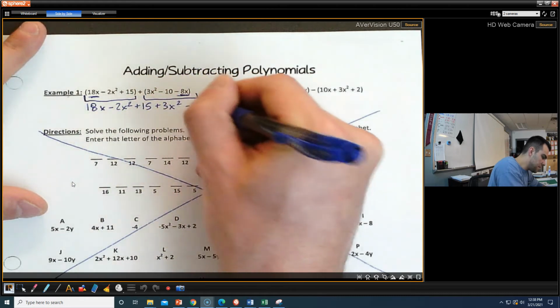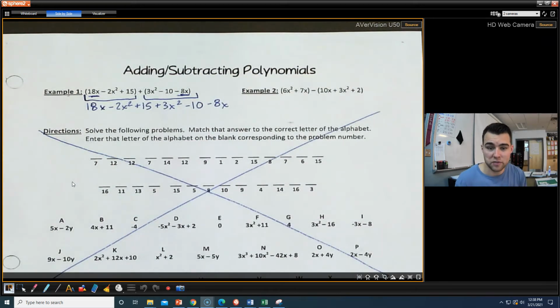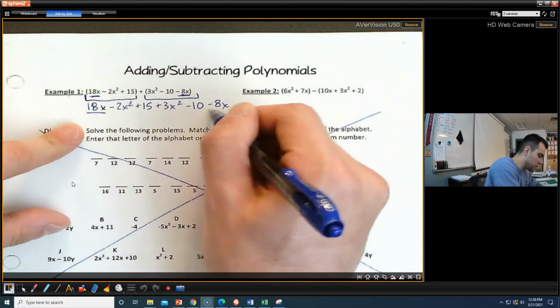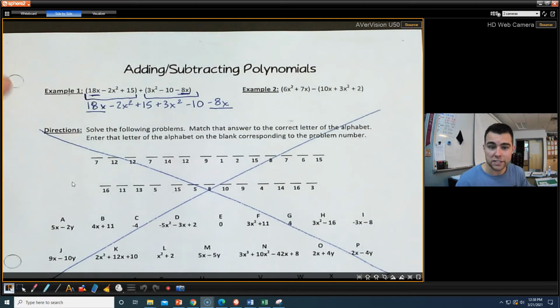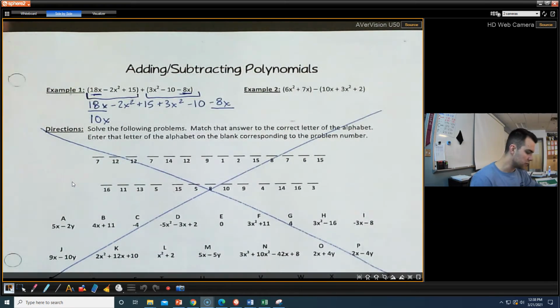Just going to do that. Everything else is going to stay the same. Okay? I just removed the parentheses. And again, I'm combining like terms. So now this might be a little bit more comfortable for you to do. 18 minus 8, we get 10, 10x. Okay, those guys are done.